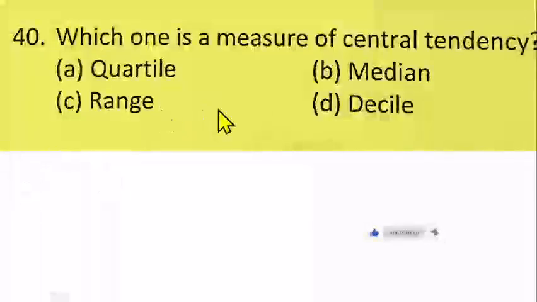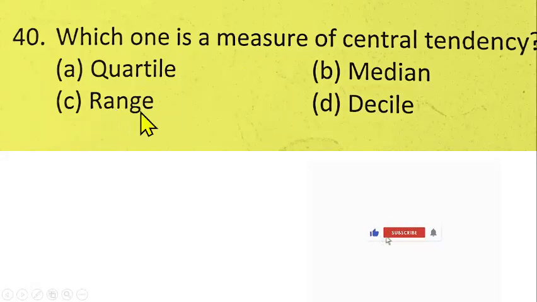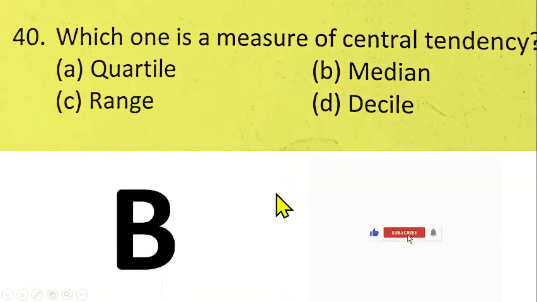Then the last question for objectives, which is of course from statistics as well: which one is a measure of central tendency? So out of these subtopics, which one belongs to measure of central tendency? We know that it is median, because the topics categorized under measure of central tendency are mean, median, and mode. So quartile is not there.